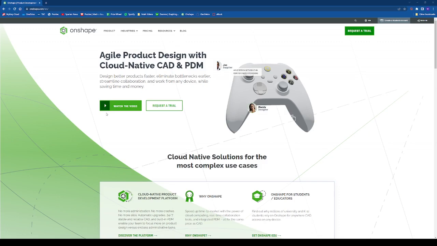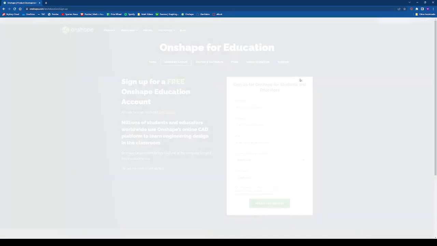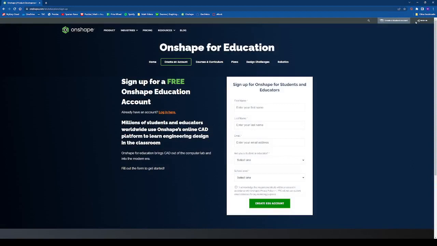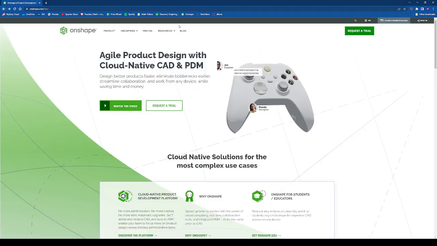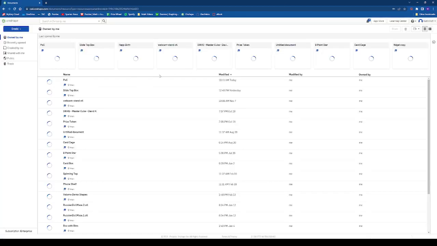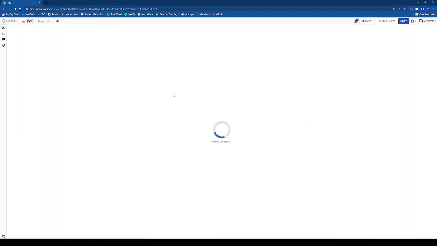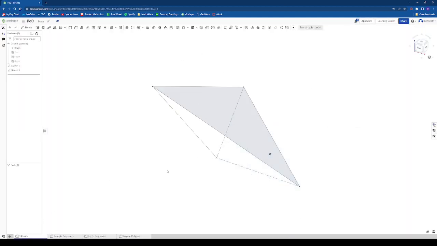This is not a district endorsed product, but it is a really good free CAD program, and they have free accounts for educators and students. So if you're interested in following along with what I'm doing, you can go to onshape.com and create a student account, and it's completely free. You do have to sign up for it though, so if you don't feel comfortable doing that, that's not a problem. I'm going to go through this, but it is a really neat tool to be able to do some of the stuff that we're talking about in geometry.